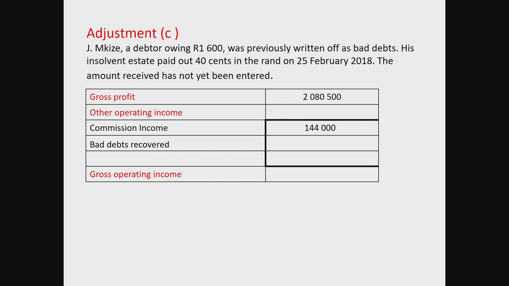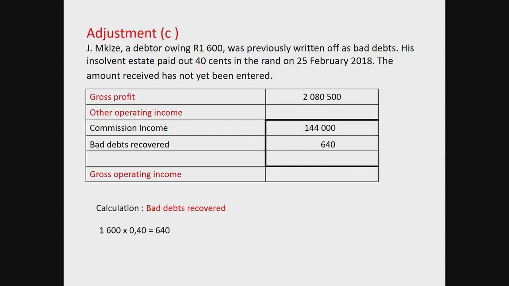Now, how much money are we recovering, or how much of the 1,600 is the company now recovering? It is recovering 40 cents in the rand, which means it's recovering 40% of 1,600. So your calculation for the bad debts recovered will be 1,600, the amount that they owed you, times 40 cents, and that gives you 640. So in your amount column, it will be 640, and 640 will go to your income statement.